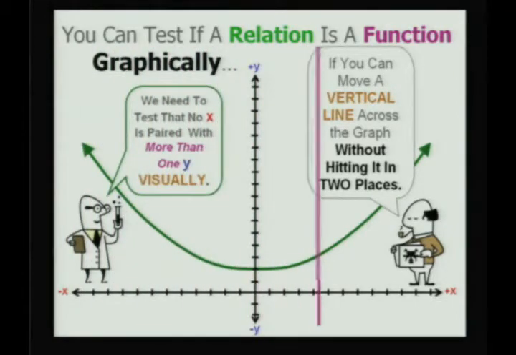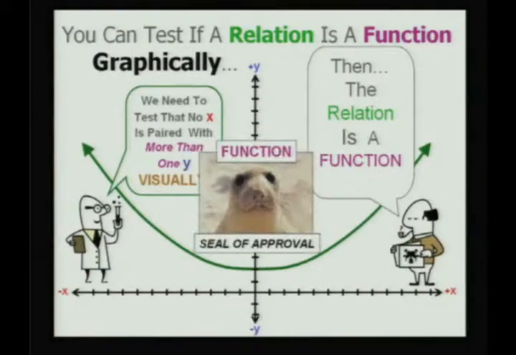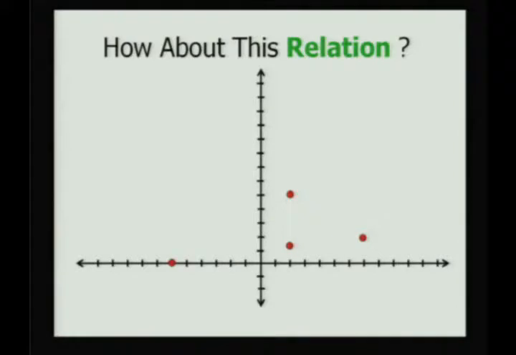If the vertical line ever meets anything twice, it's not a function. But that only met each point once, so this one is a function. It gets the function seal of approval. Thank you, sir. May I have another? Let's try another example of this.